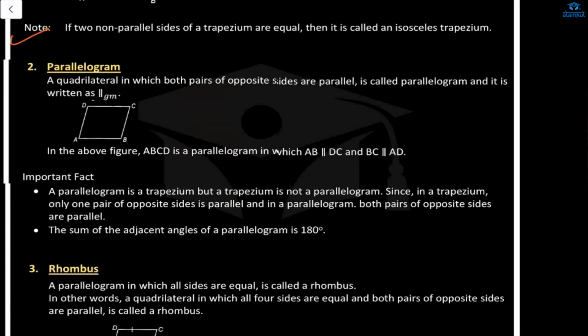So a parallelogram is a trapezium, but a trapezium is not a parallelogram. Why? Because in a parallelogram two pairs of opposite sides should be parallel, while in a trapezium only one pair of opposite sides needs to be. I have explained it here.